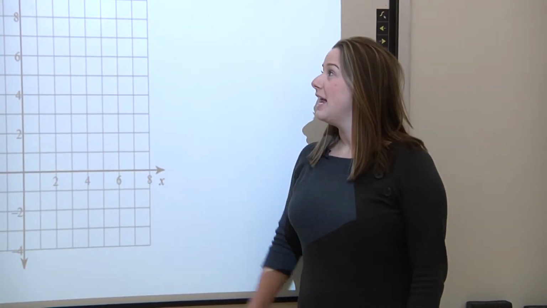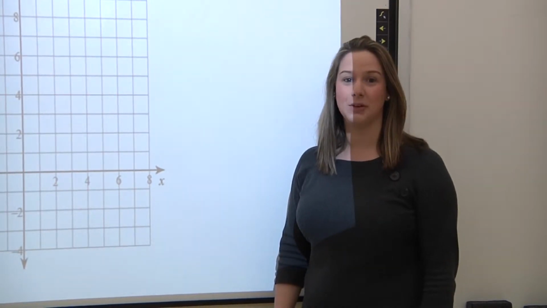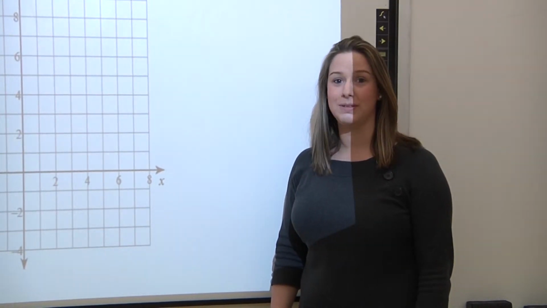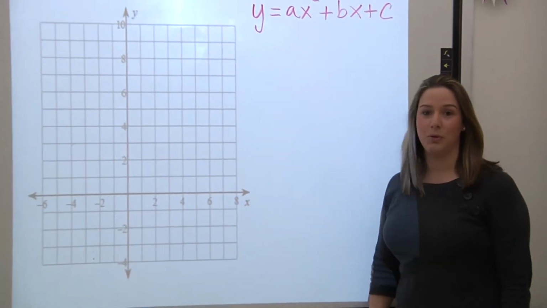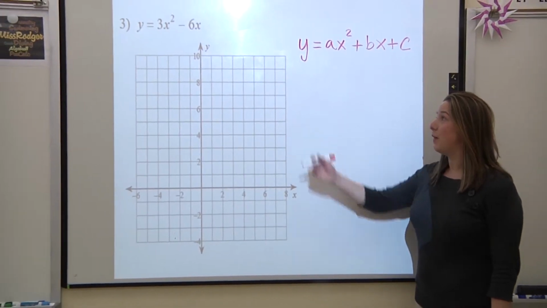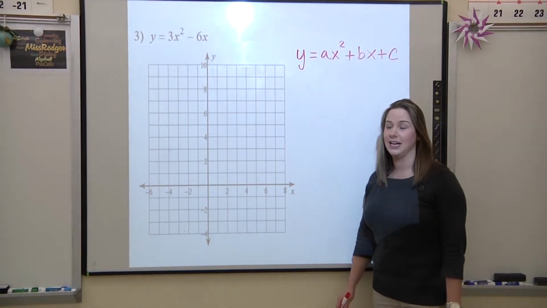So, we just finished graphing vertex form. Now we're going to take a look at graphing standard form. There are two forms of a quadratic equation, vertex form and standard form. So let's take a look. This is our standard form equation. We're going to graph y equals 3x squared minus 6x.